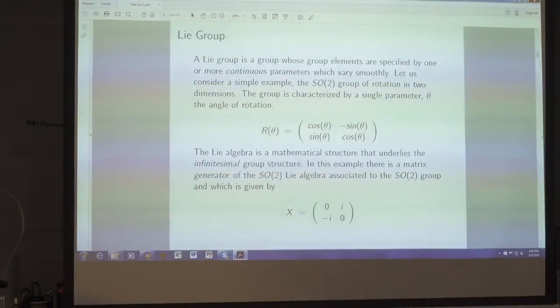And here you see this is a finite rotation because the angle is a finite angle. Now let's suppose that this angle were infinitesimal. In that case, the Lie algebra is the mathematical structure that underlies the infinitesimal group structure. In this example, there is a matrix generator of the Lie algebra associated to your group. And the matrix generator is given by this matrix.